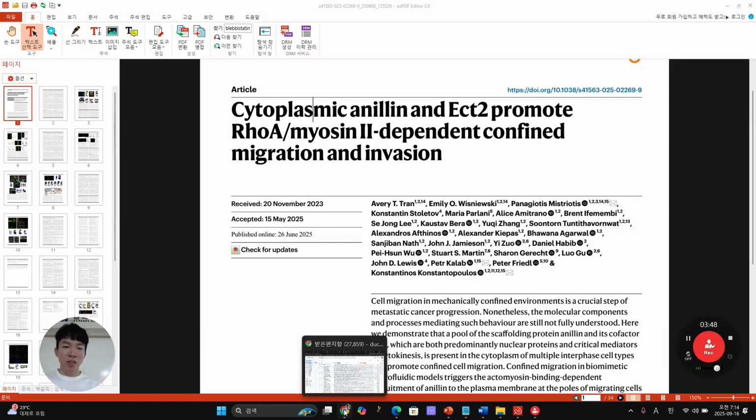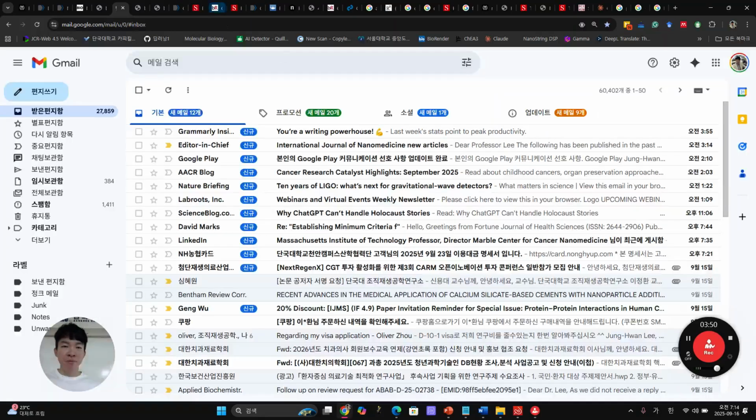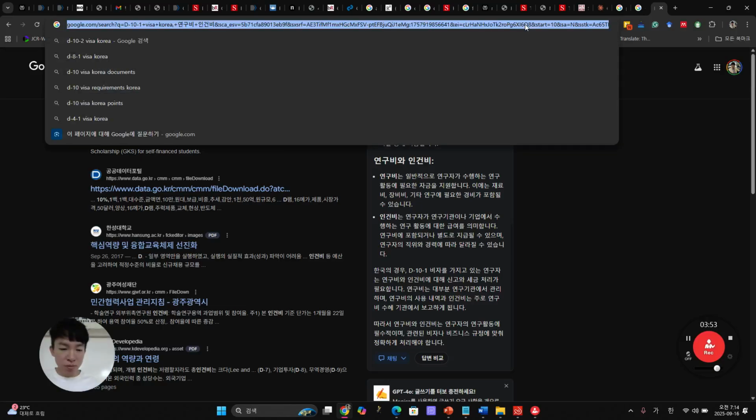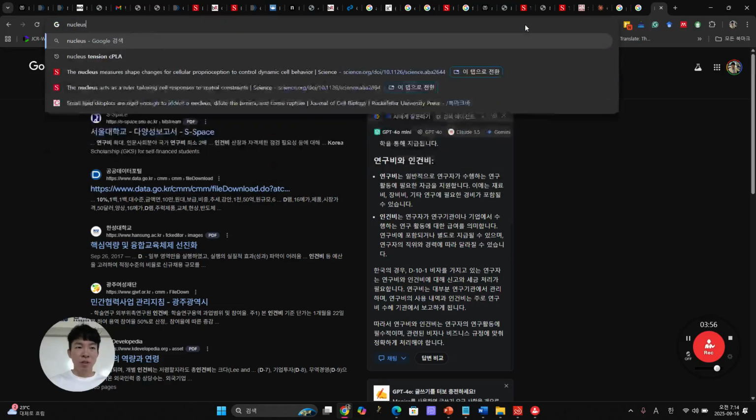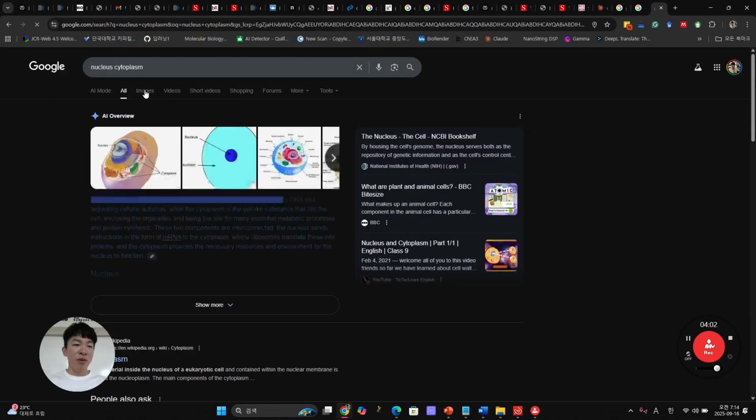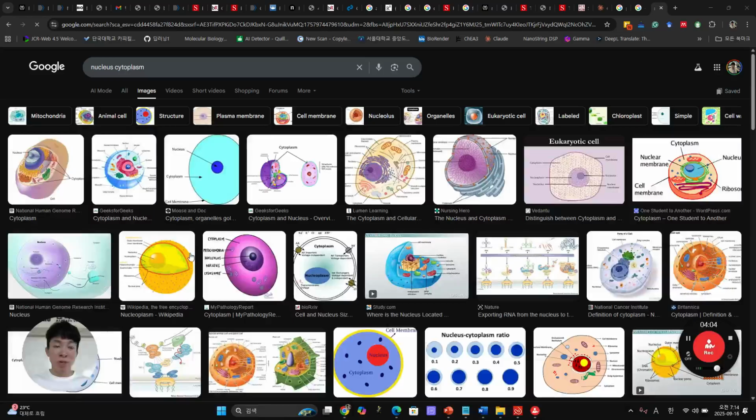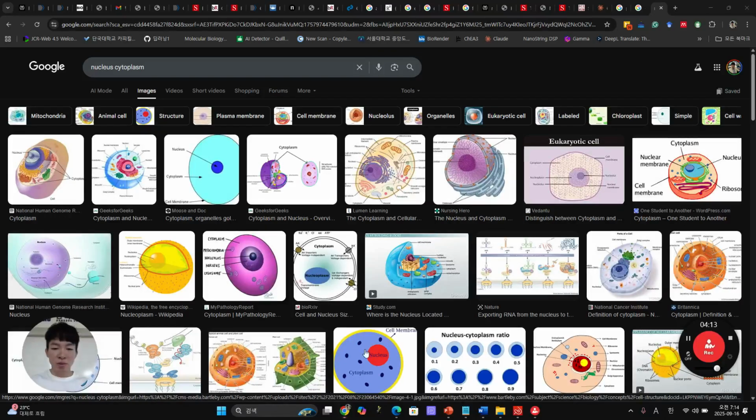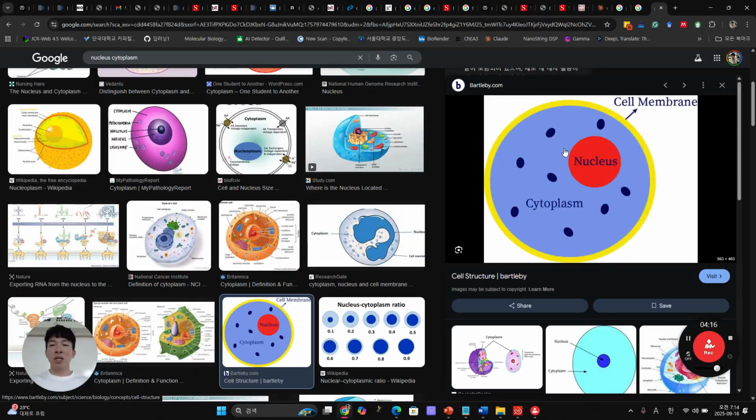So first, let's start with the cytoplasm, the nucleus and cytoplasm. Let's assume that you are very junior and have never heard about this. First, see the title and then see the meaning of the title keywords. You can also see from the picture. The first thing you should do is look up the definition in the dictionary, and then see what's going on in the picture. This is a cell, this is the nucleus, and this is the cytoplasm.